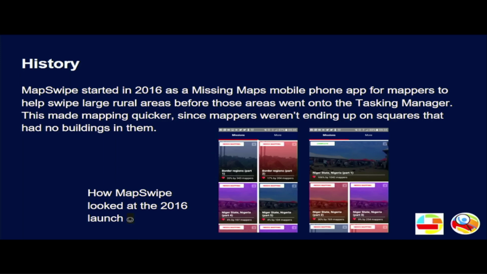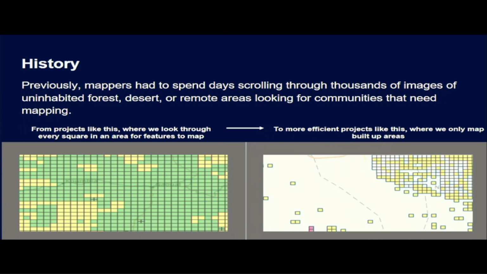When they do the swiping on their mobile phone, it's easier for the project to come out, and it basically looks like this. What you see on the right is only the tasks where those features are. This is the output that you get from Mapswipe, so it makes the mapping process really quicker.